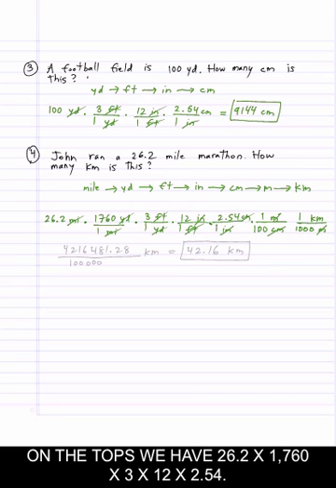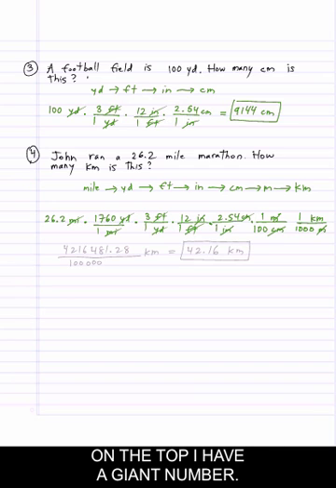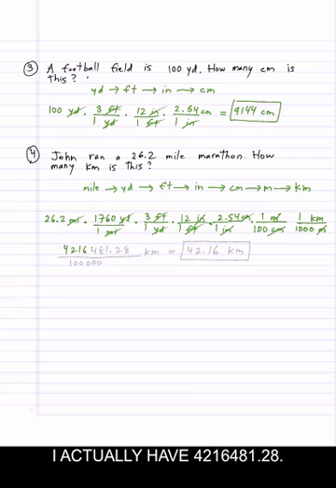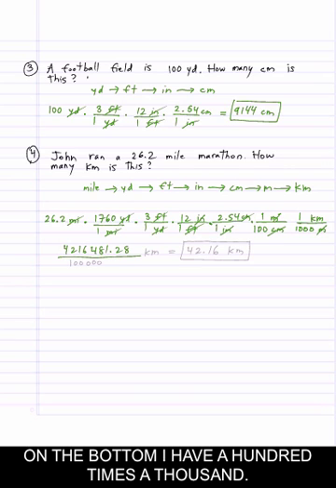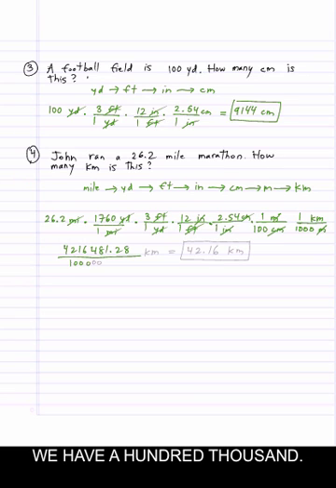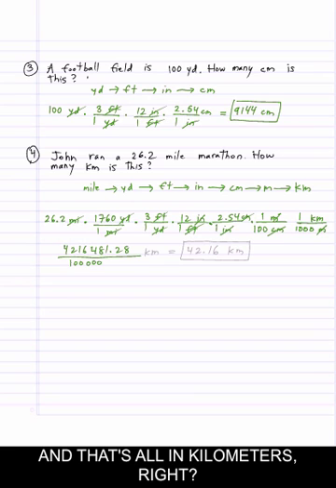On the tops we have 26.2 times 1,760 times 3 times 12 times 2.54. On the top I have a giant number. I actually have 4,216,481.28. On the bottom I have 100 times 1,000. We have 100,000. And that's all in kilometers, right?